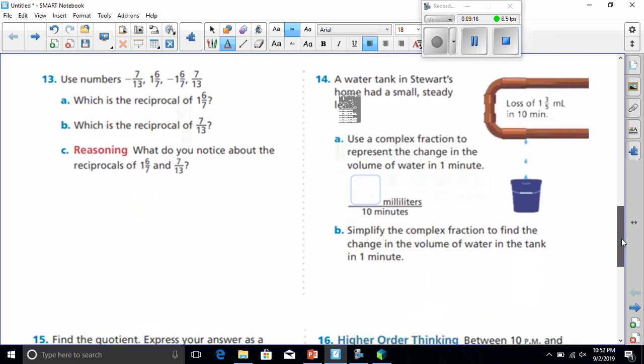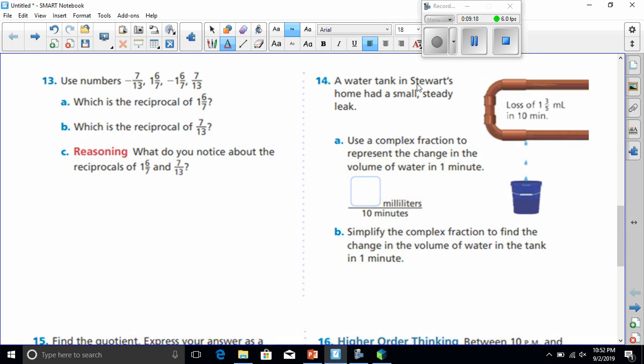All right, we've got a two-part question here where it talks about a water tank in Stuart's home that has a small, steady leak. According to the picture, it says the loss of 1 3/5 milliliter in 10 minutes. Use a complex fraction to represent the change in the volume of water in 1 minute.